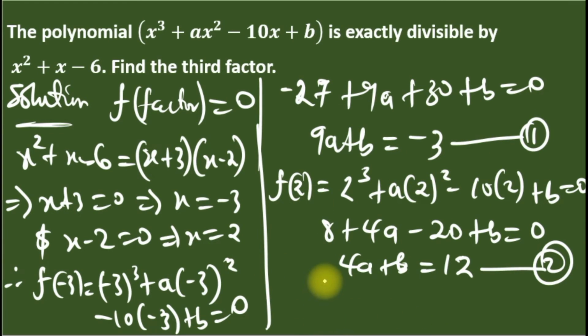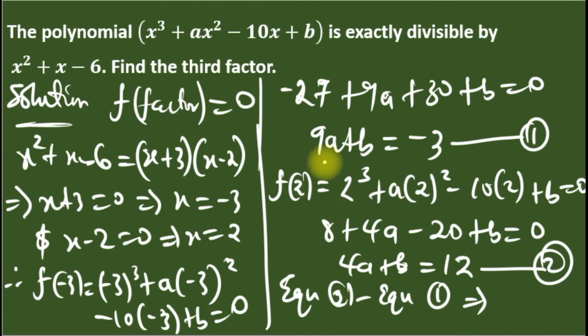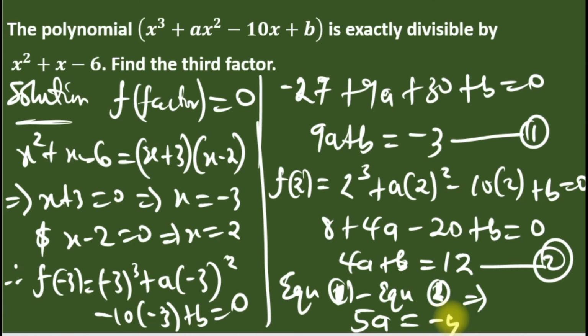Let's use elimination, by subtraction. Let's subtract equation 2 from 1. Okay, let's do equation 1 minus equation 2. 9a minus 4a is 5a. b minus b is 0. Minus 3 minus 12 is minus 15. Therefore, a is minus 3.